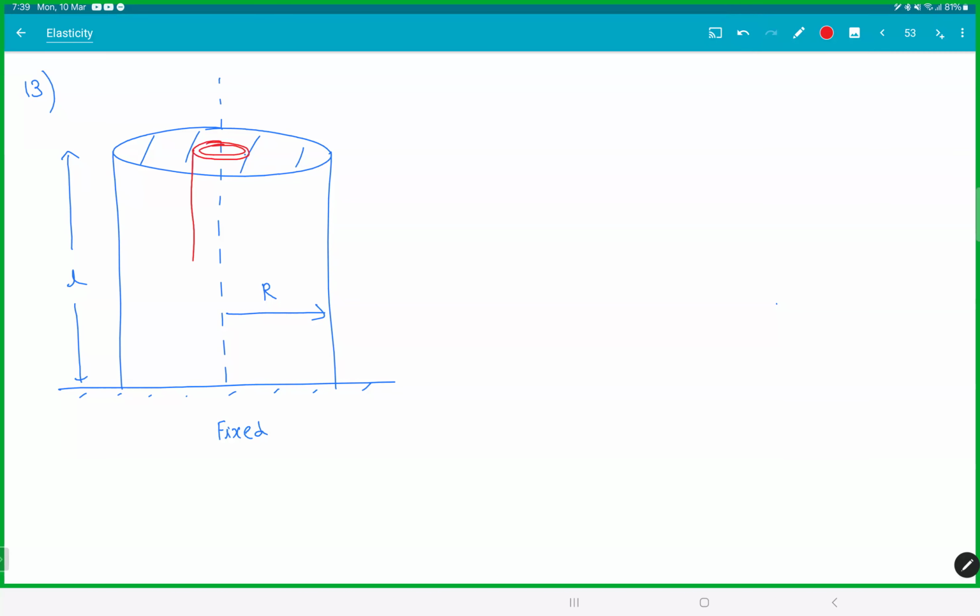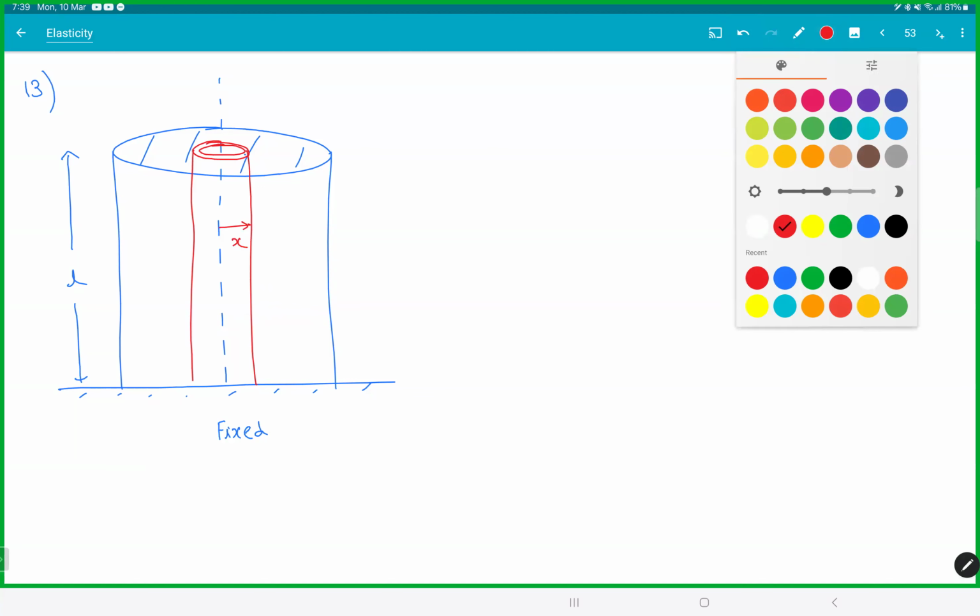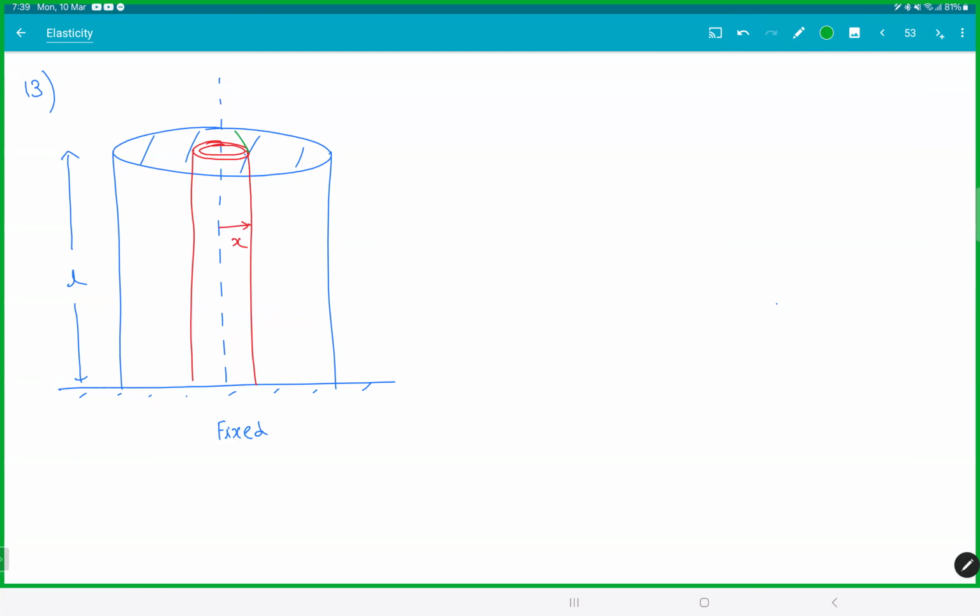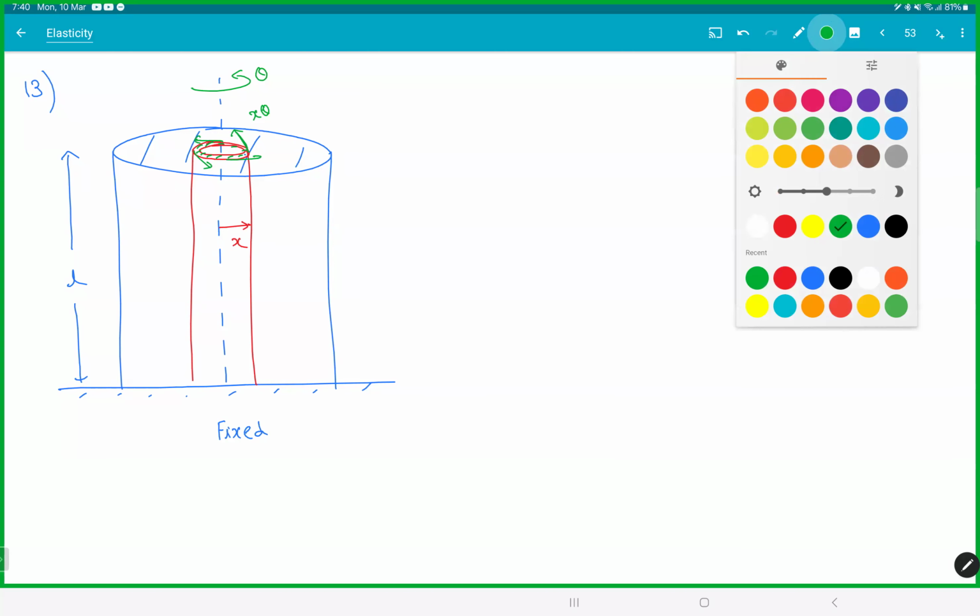There. So this is that hollow cylinder we are talking about. So this radius is x. When you twisted this by theta, this thing has gone by x theta. So this entire ring on the top rotated by x theta.